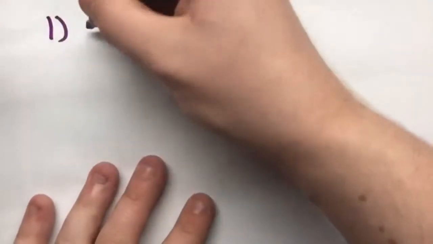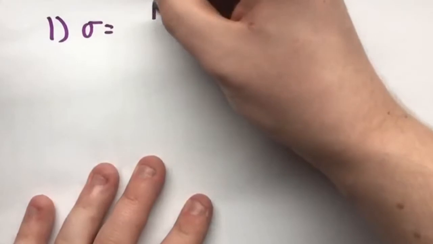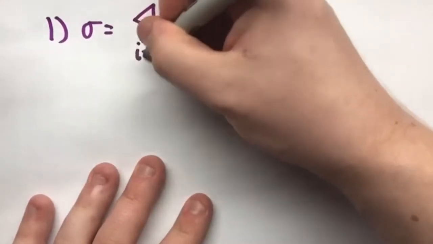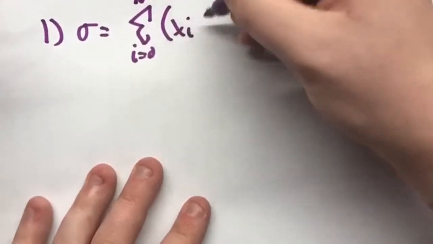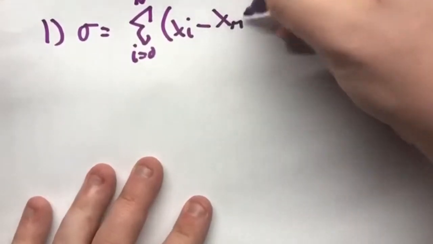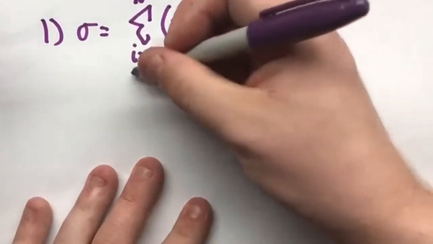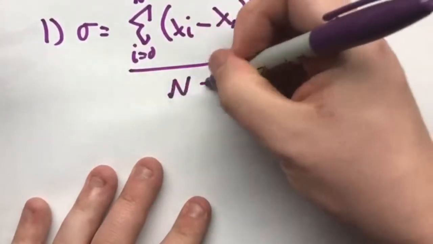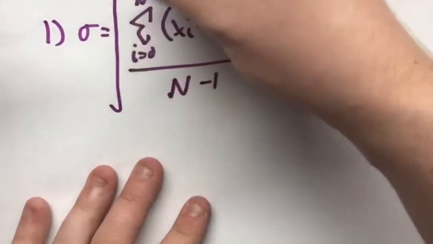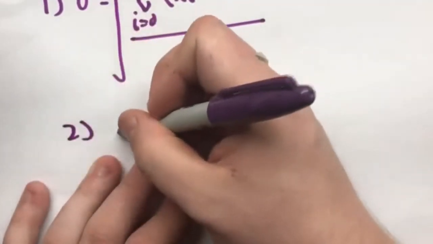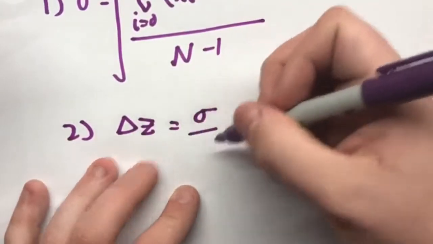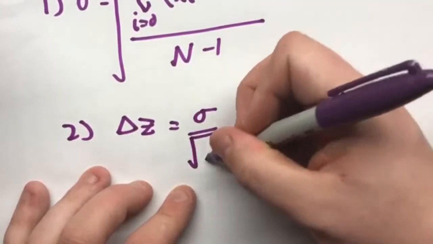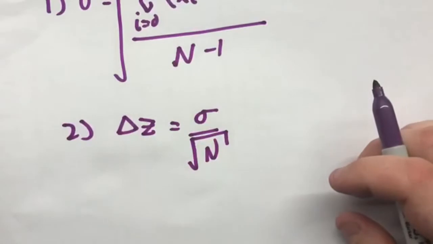This equation calculates the standard deviation of the data, where sigma is the standard deviation, xi is each value of the data, xm is the mean of the data, and n is the number of data points. The second equation calculates the standard error, where delta z is the standard error, sigma is the standard deviation, and n is the number of data points.